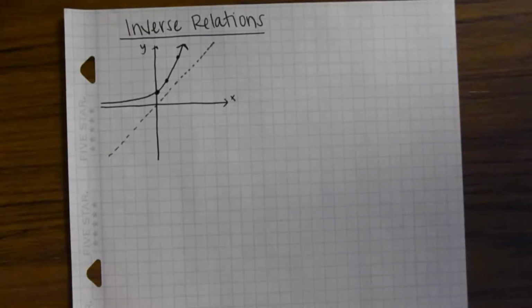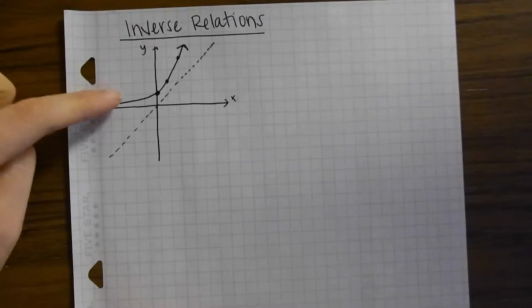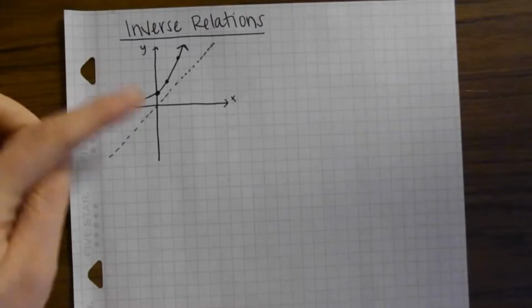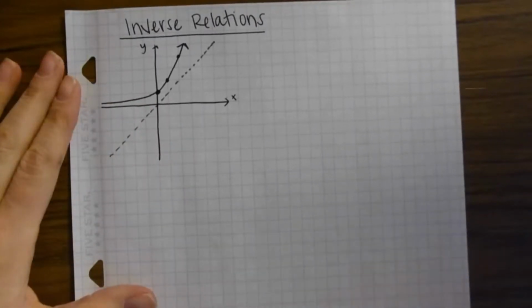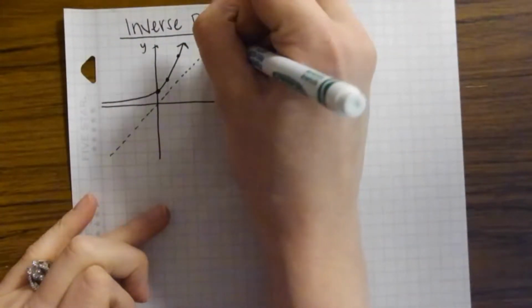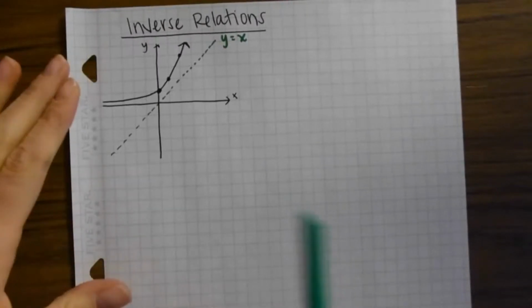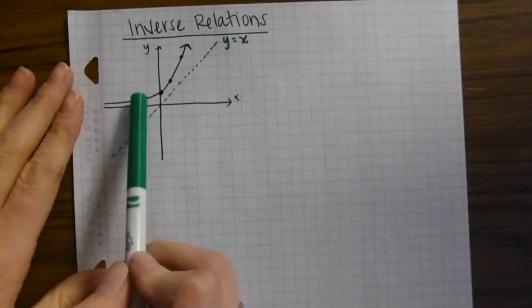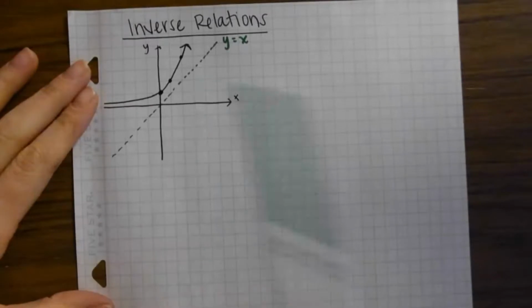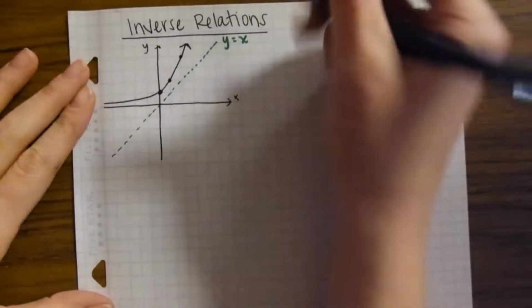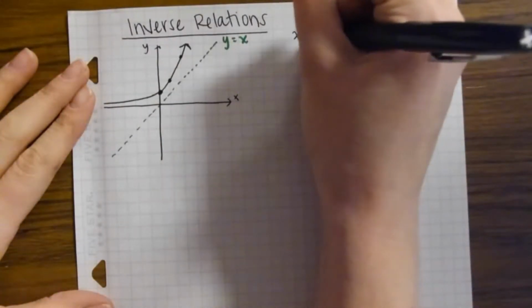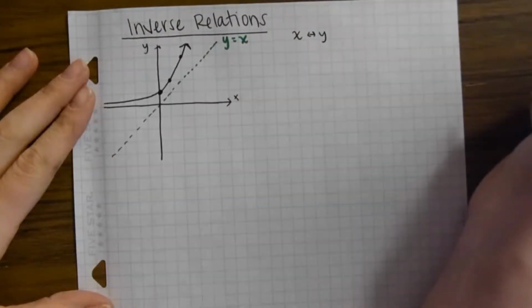In this video, we are going to talk about inverse relations. Inverse relations are a relationship where you will see some sort of relation flipped over the y equals x line. So this dotted line right here is just y equals x, or you might know it as the linear parent function. An inverse is when you take whatever function you have and reflect it over this line.